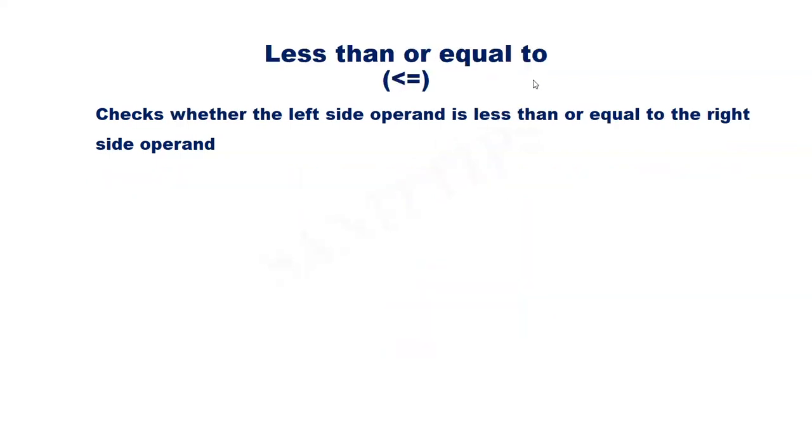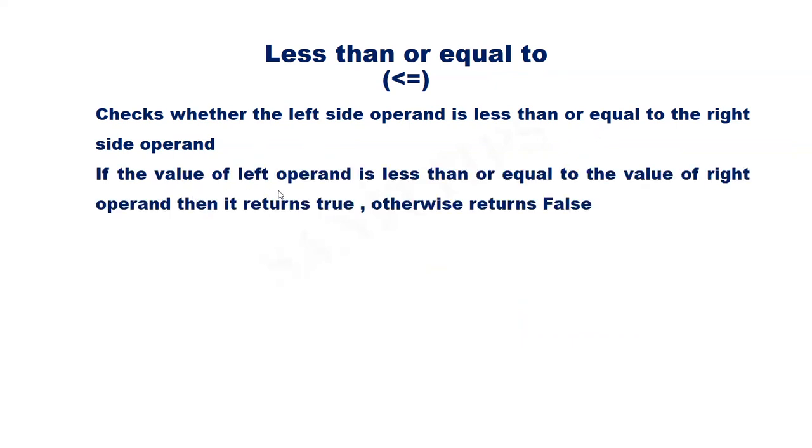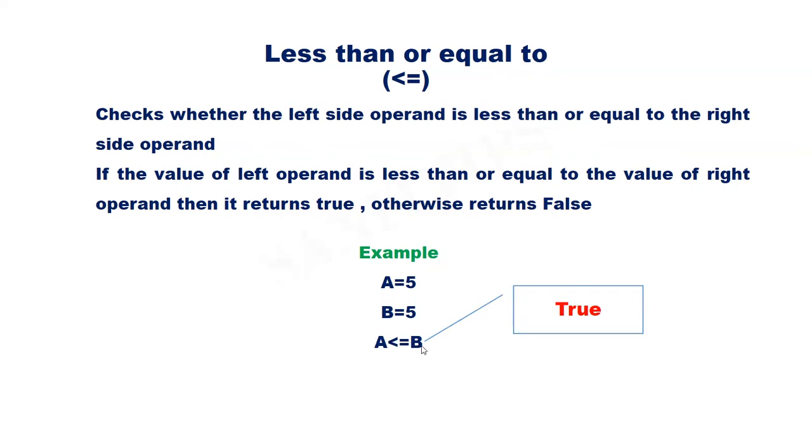Less than or equal to checks whether the left side operand is less than or equal to the right side operand. If the value of the left operand is less than or equal to the value of the right operand, then it returns true, otherwise it returns false. For example, if A equal to 5 and B equal to 5, A less than or equal to B returns true, since A and B are equal.